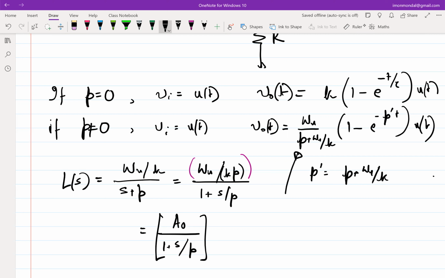No, that is a loop gain. What is V naught over... not the open loop gain. I have closed the loop. I want V naught over Vi. By S by omega U by K, right?